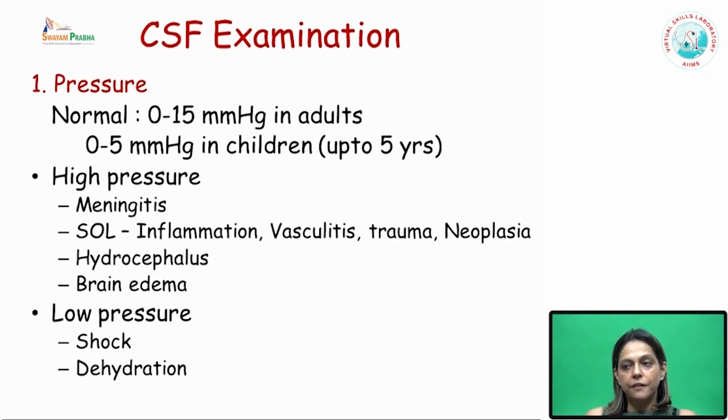High pressure of CSF can occur in states like meningitis. Why would there be high pressure? Because in meningitis, when the meninges get inflamed, there is fibrinopurulent material, and it hampers absorption of the CSF. In case of meningitis, the absorption of the CSF decreases, or there may be a space occupying lesion in the brain which is obstructing the flow of CSF, and that will also lead to hydrocephalus and high CSF pressure. And then low pressure can be seen in states of shock and dehydration.